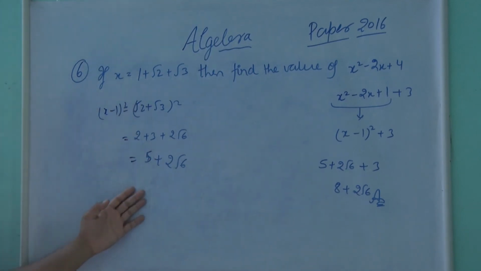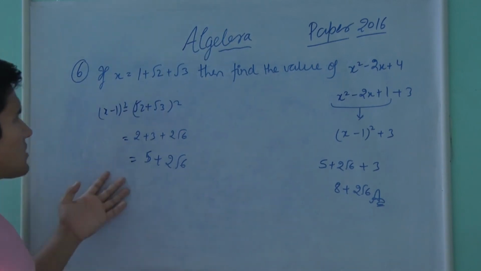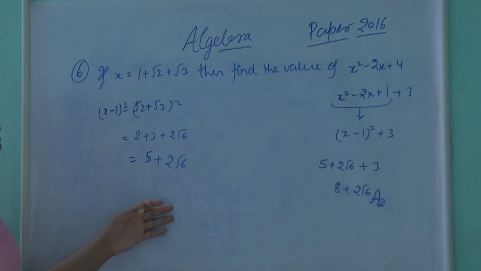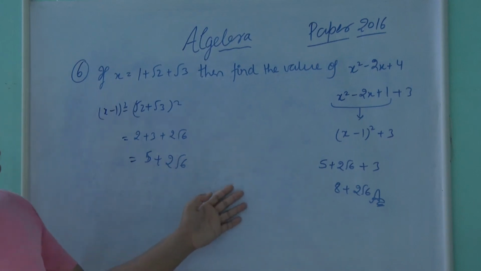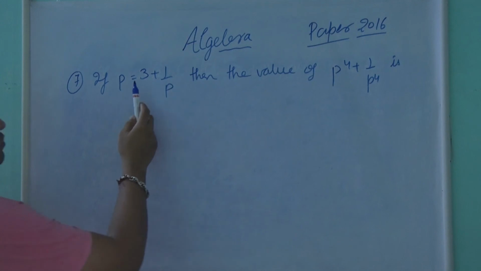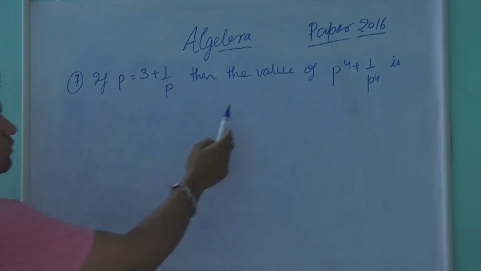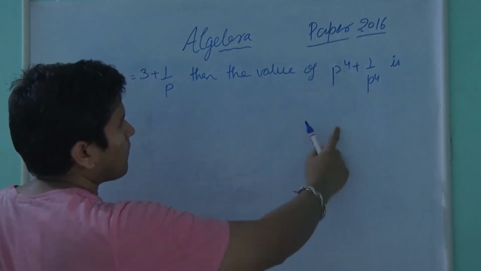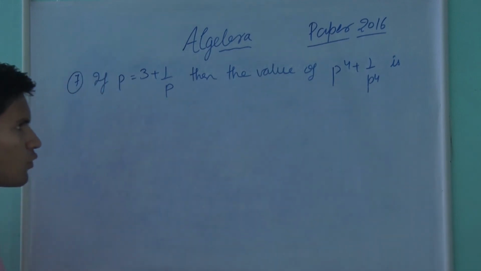This is the easier approach to this question. So here we are to discuss this type of direct approach to the question, so that we can find the best method to deal with the paper. We are given p equals 3 plus 1 upon p, then we have to find the value of p to the power 4 plus 1 upon p to the power 4.